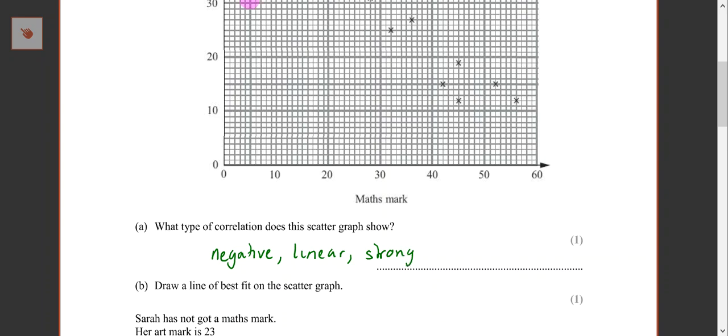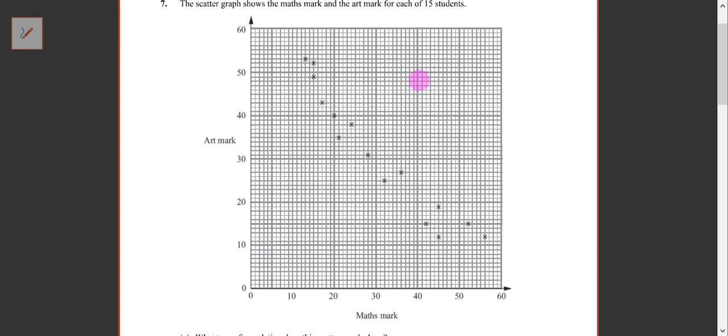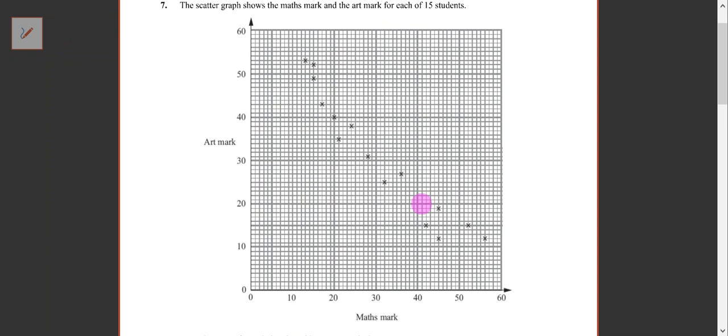Right, have you looked at what it's about? Maths marks compared to the art marks. So, why are we doing this? What's this analysis about? See, there's a difference between them.